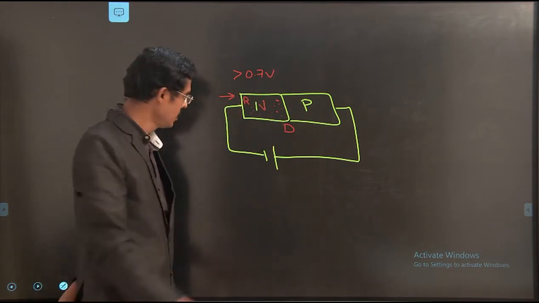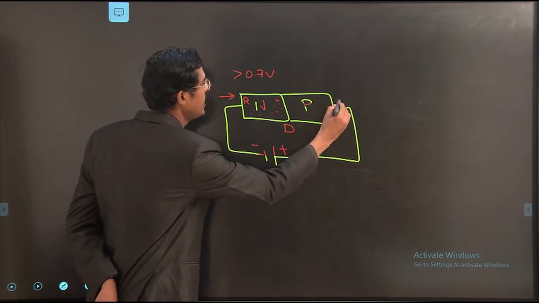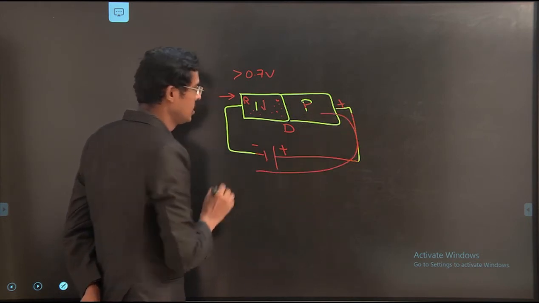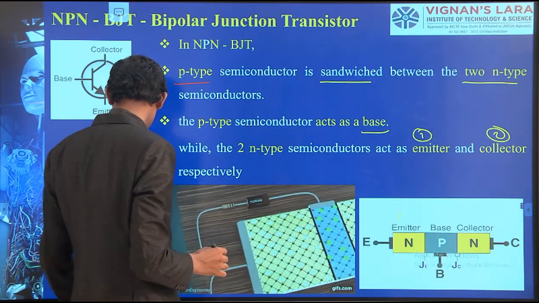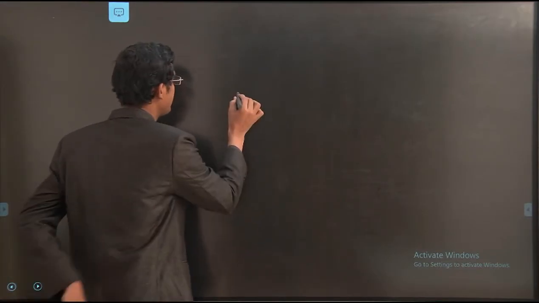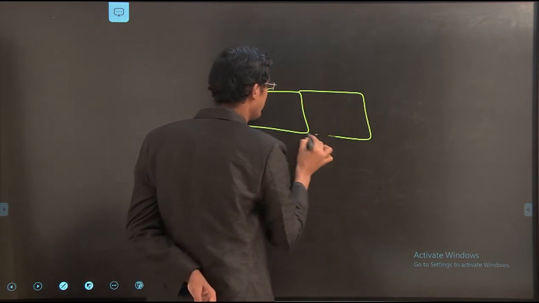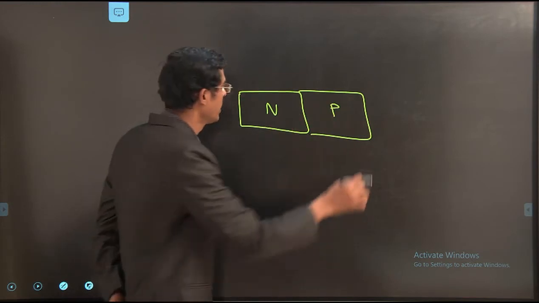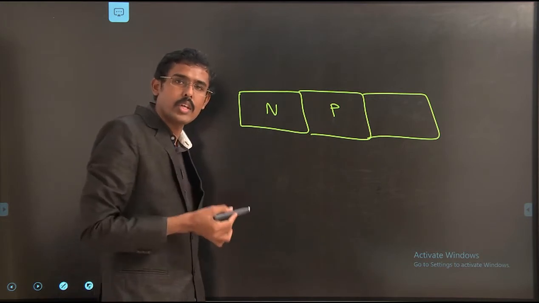Then what happens? Here we have positive. This is negative. Here we have positive. Automatically, these electrons are absorbed and it flows. This we know from the PN junction. So now what am I doing? I have taken a similar pattern of N and P. Here we have another N. So what am I doing here?